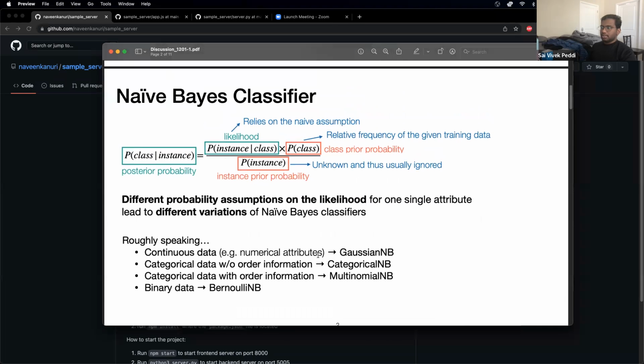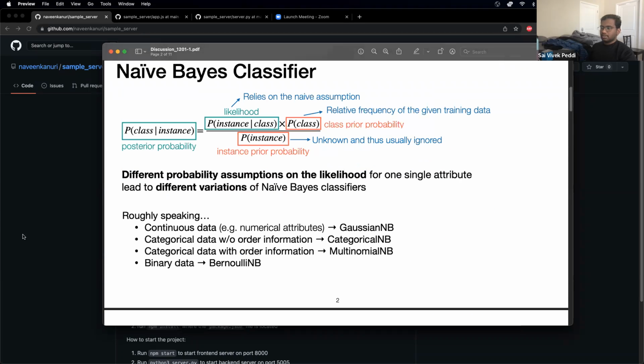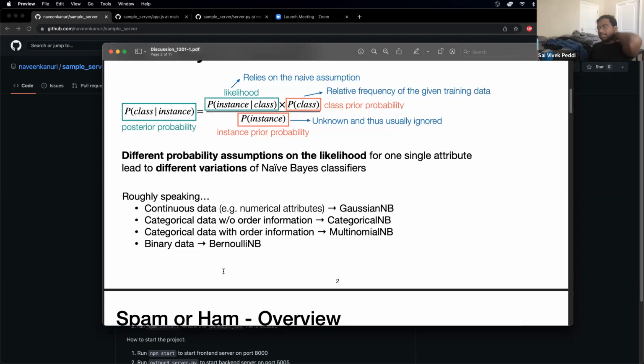Yeah, here. So for continuous data, we use Gaussian NB. For categorical data with order information, we use categorical NB. And categorical data, this is without order information, this is with order information, and then we use multinomial NB anyways. And for binary data, we use Bernoulli naive Bayes. So if you look at the functions of each of these naive Bayes classifiers, you'll be able to understand why we use these particular classifiers for classification.